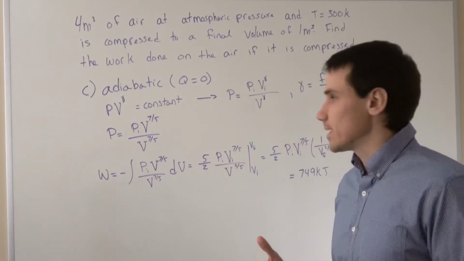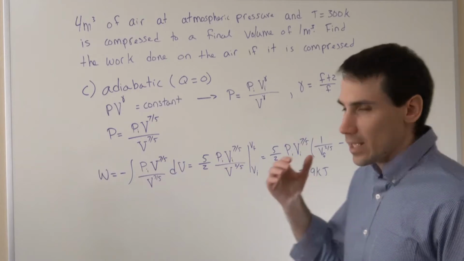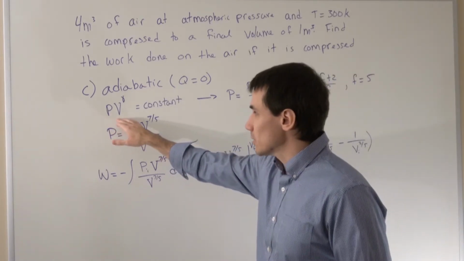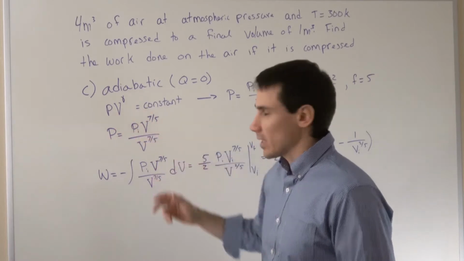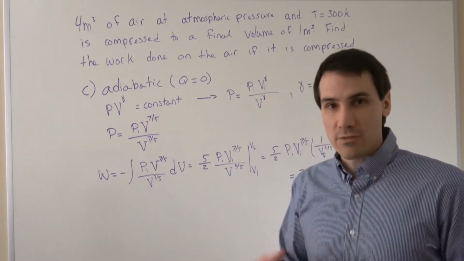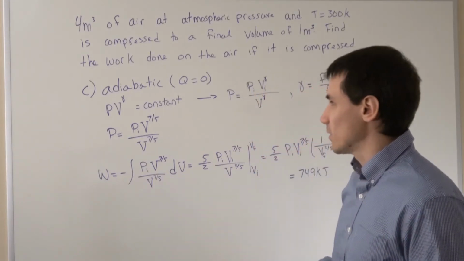Now let's look at the case of an adiabatic compression. So in the adiabatic case, we can use the expression PV to the gamma equals constant. So this gives us a relationship between pressure and volume for adiabatic processes, which is exactly what we need if we want to find the work.